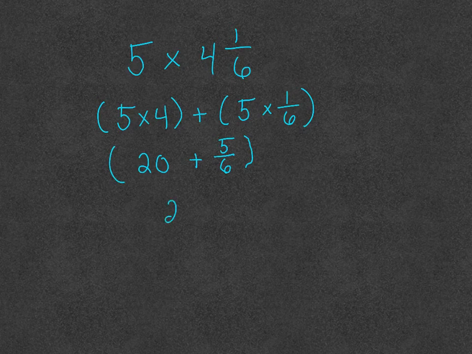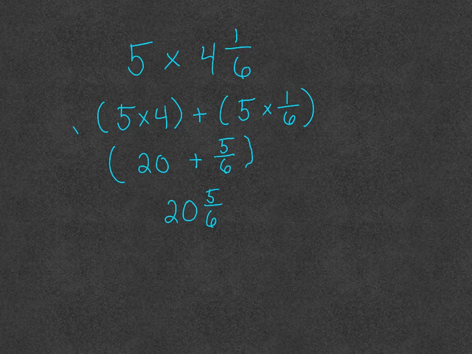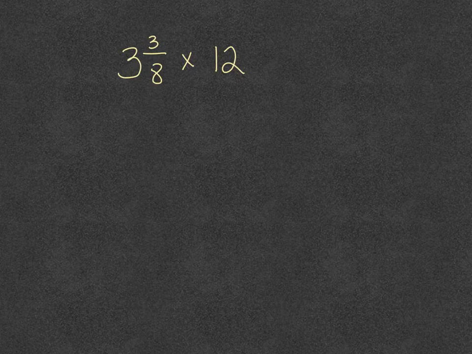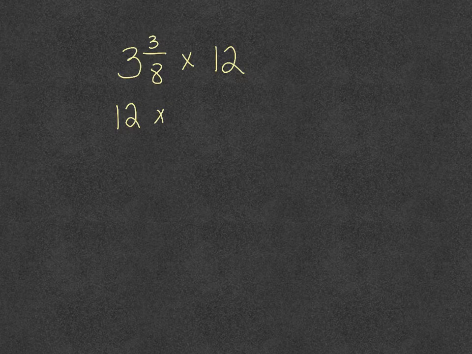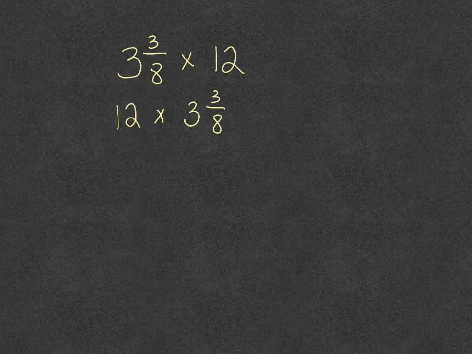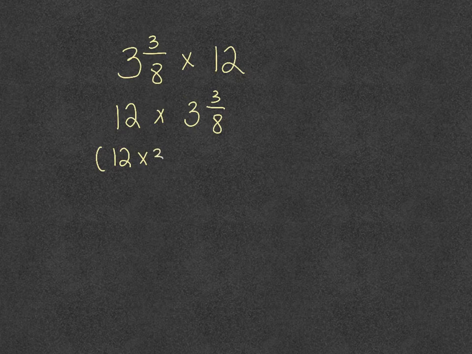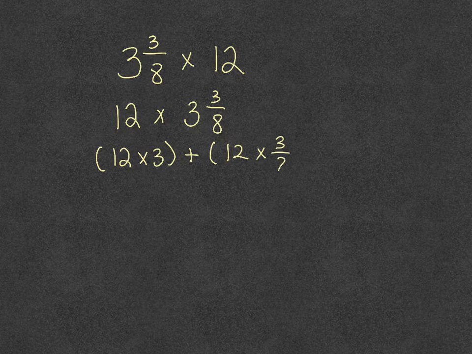And continue. 20 plus 5/6 becomes 20 and 5/6. All right, in this problem, they use the commutative property to move those numbers around. So we could even use that property to move it back to where we're comfortable using it. So I'm going to move back to 12 here times the 3 and the 3/8. All right, and now we can use the distributive property. So that means I've got 12 copies of 3 plus 12 copies of 3/8.